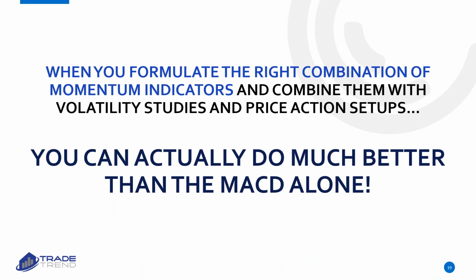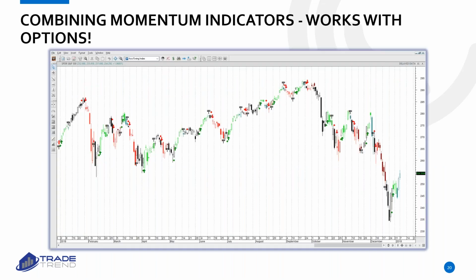The MACD does a pretty good job, right? We just looked at that in all four of the market corrections in 2018. But you can actually do much, much better than the MACD alone. And it works great with options. I'm sure we have a lot of options traders on with us today. So if you combine these momentum indicators in the right way, look how much more accurate it becomes.